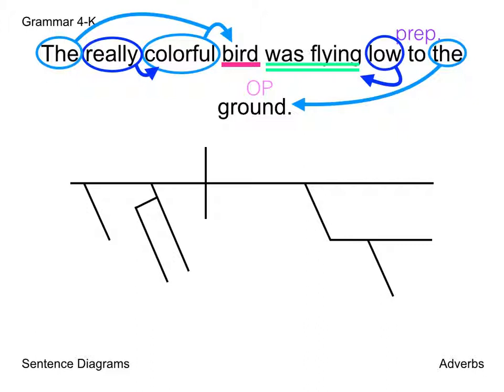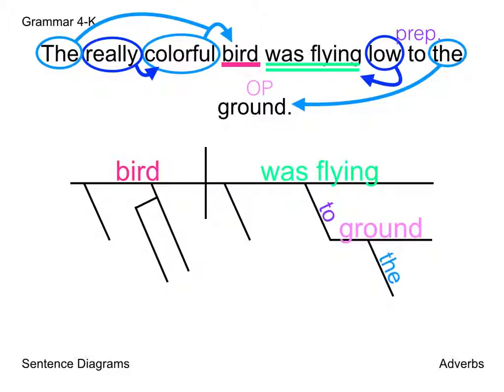And then of course we have one other describing word, and that's going to be right there attached to the verb. So now we can start filling it in. We've got bird was flying. That's the core of our sentence. That's what makes this a sentence, a subject and a verb. And then of course we've got our prepositional phrase, which is to ground, to the ground at least. And then we can start filling in our other describing words. So we have the bird was flying, and then we have the colorful bird, but it's not just a colorful bird, it's a really colorful bird.